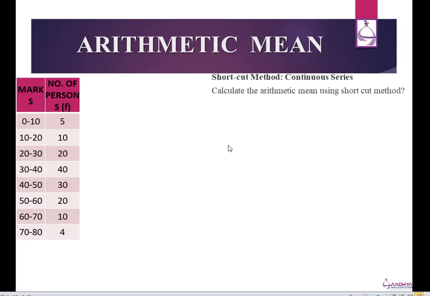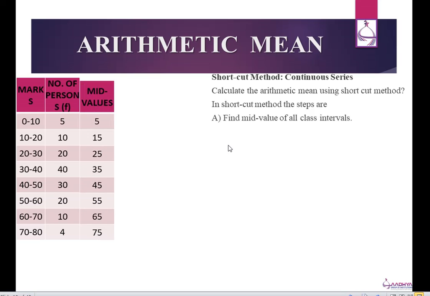Now how do we find the arithmetic mean of the scores of this particular class? We'll use the shortcut method. The first step in the shortcut method is to calculate the mid values of each class interval. The middle value between 0 and 10 is 5, and between 10 and 20 is 15.